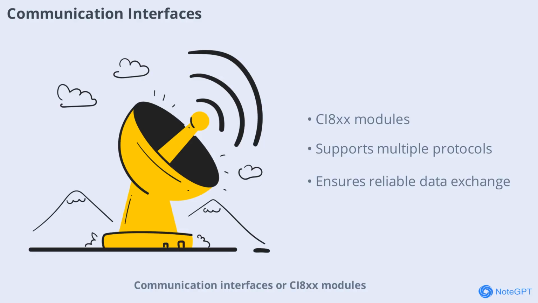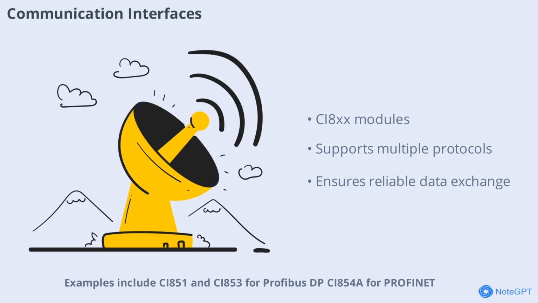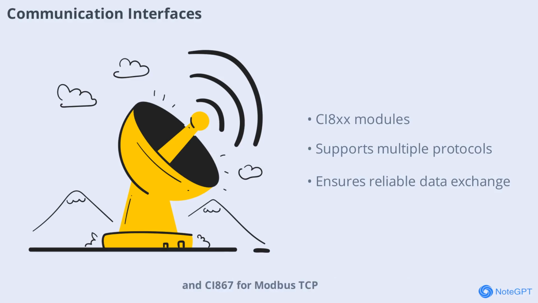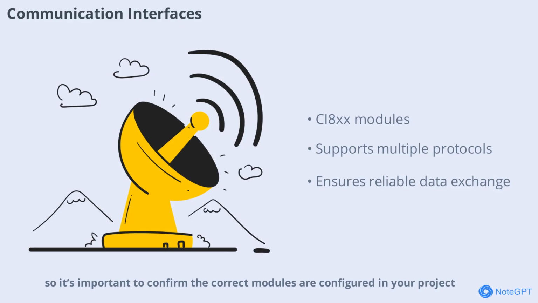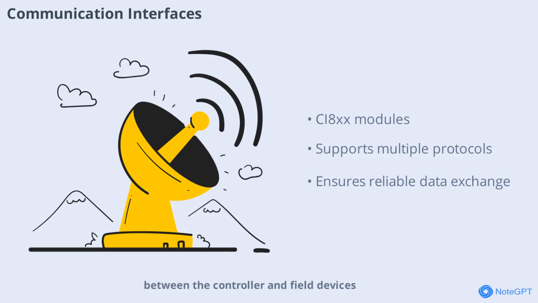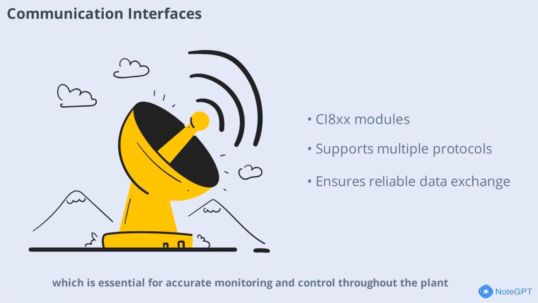Communication interfaces, or CI8XX modules, connect your controllers to remote I/O devices. Examples include CI851 and CI853 for Profibus DP, CI854A for PROFINET, and CI867 for Modbus TCP. Each interface supports different protocols and network topologies, so it's important to confirm the correct modules are configured in your project. Proper setup ensures reliable data exchange between the controller and field devices, which is essential for accurate monitoring and control throughout the plant.